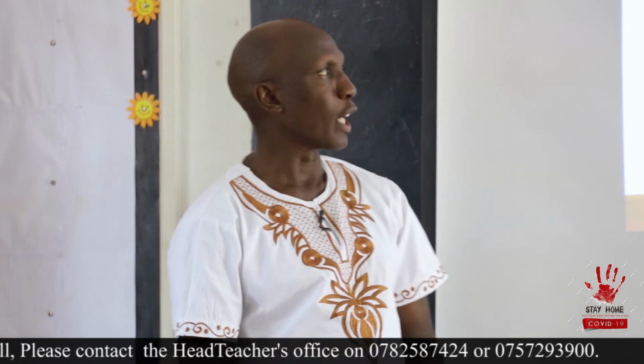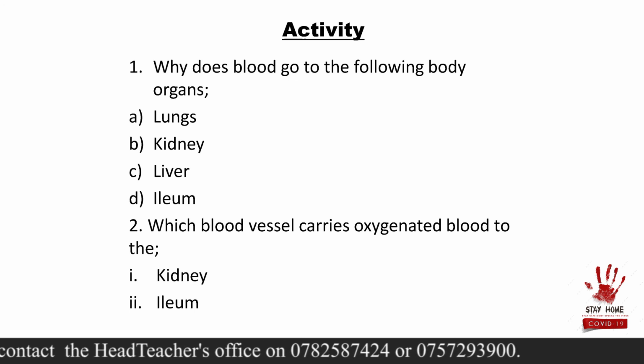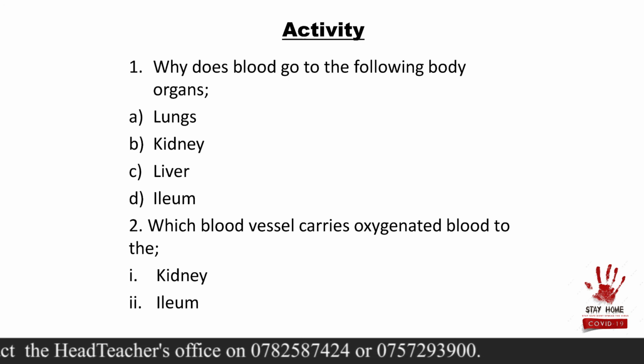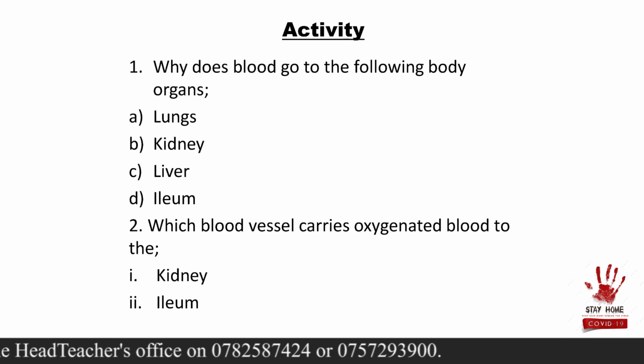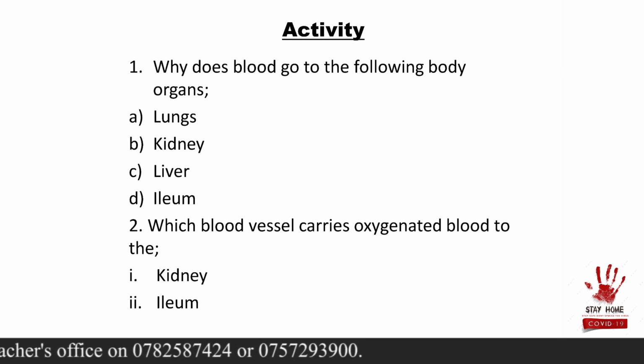But if I leave you, as usual, I'm going to use an activity. So first question, very simple questions. Why does blood go to the following body organs? The lungs, I know you can be able to tell me now. The kidneys, the liver, and the ileum. And question 2, which blood vessel carries oxygenated blood to these body organs? Remember those blood vessels? The mesenteric artery, the renal, and whatnot. So which one goes to the kidney, which one goes to the lungs, which one goes to the ileum? So that's the work you're going to be doing for me. So when I come back next time, I'll be starting with this work here.